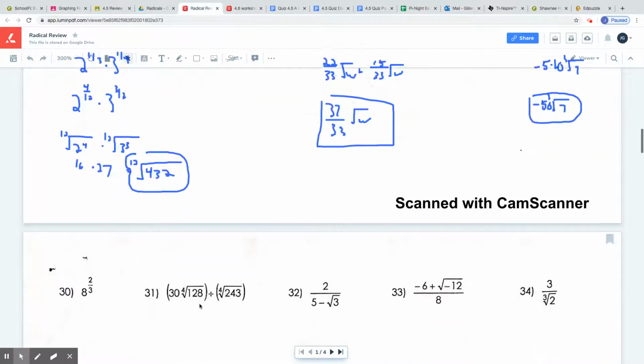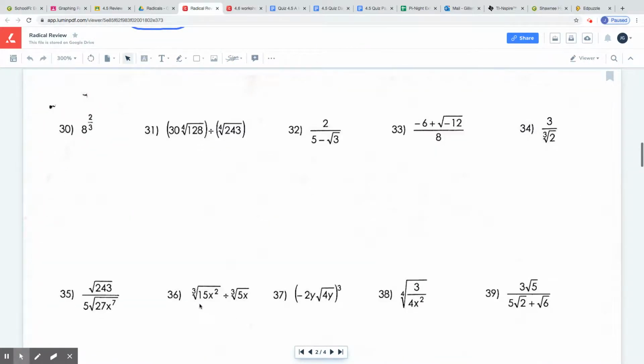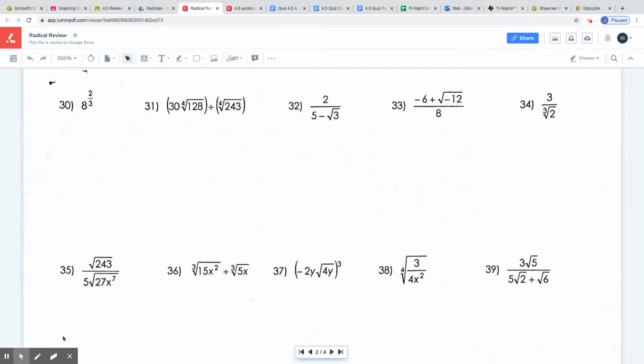All right, next page. 31. All right, 31 is a good problem. We're just going to start over here with this one. So this means 30 times the 4th root of 128 divided by the 4th root of 243.